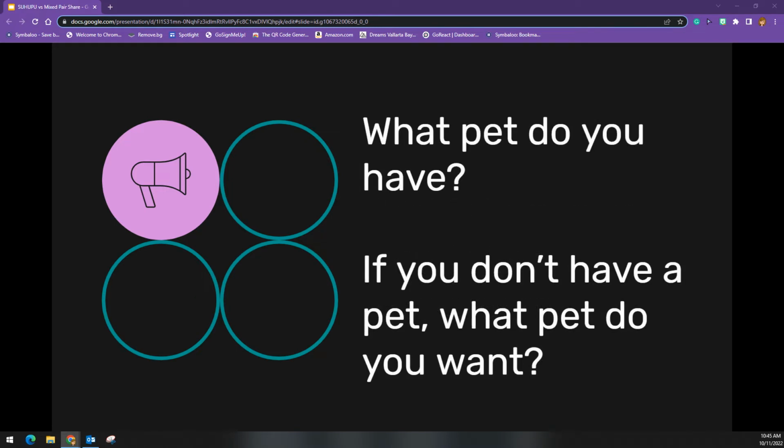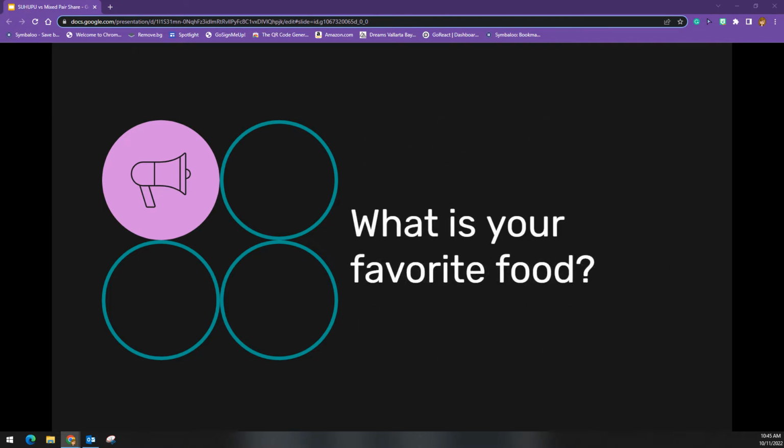What pet do you have? If you don't have a pet, what pet do you want? What is your favorite food? It could be just about any question you want to have your students sharing. As you can see, they can share anything, but it has to be quick. You would, of course, vary the questions depending upon your grade level.